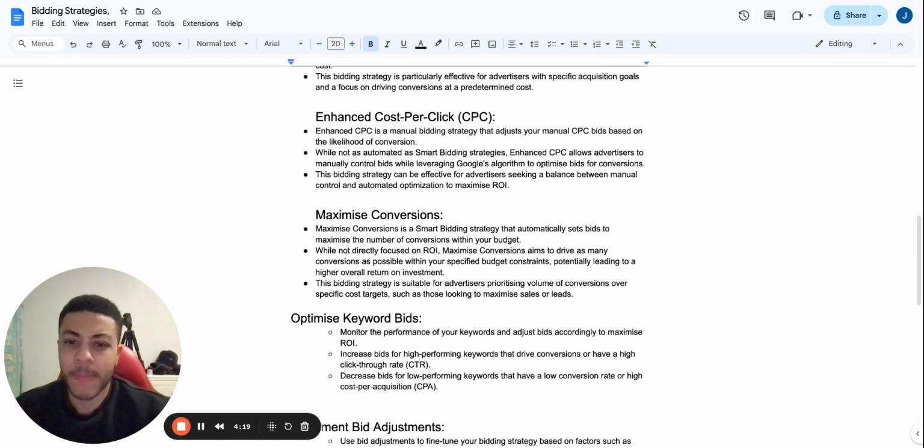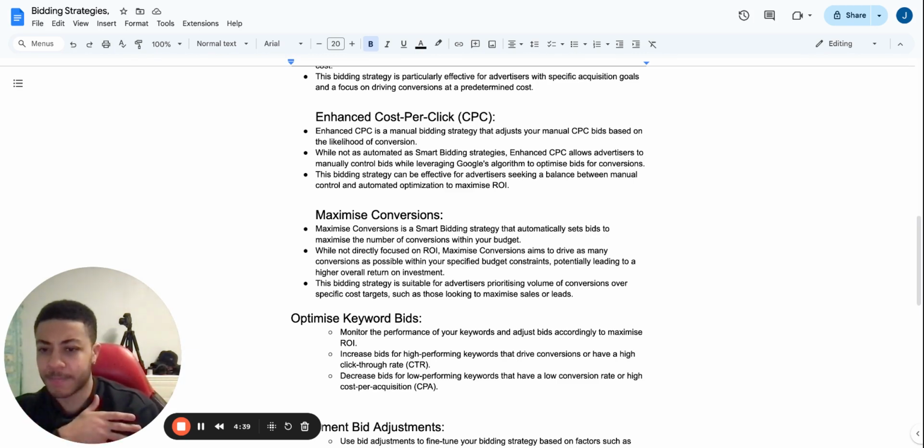The next will be maximize conversions. Maximize conversions is a strategy that automatically sets bids to maximize the number of conversions within your budget. This is not directly focused on ROI, but maximize conversions aims to drive as many conversions as possible. So this would be you if you have a larger budget and you want as many conversions as humanly possible.